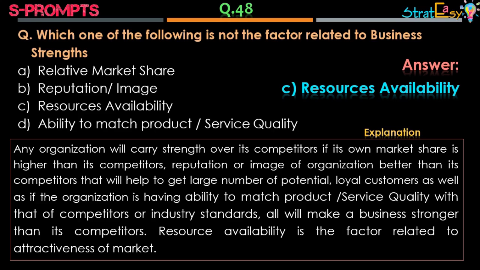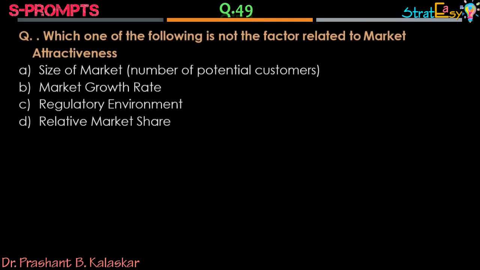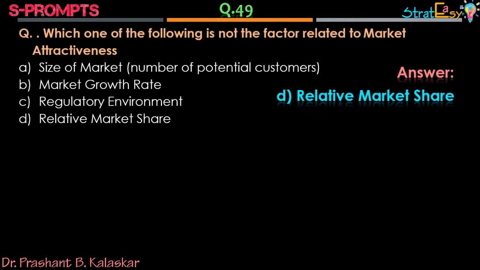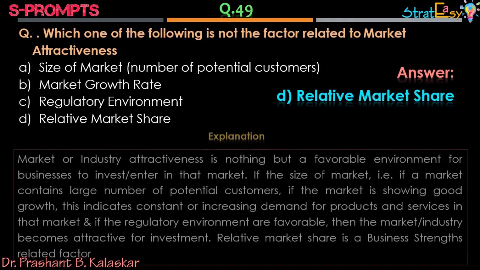Resource availability is a factor which is related to attractiveness of the market. Question number 49. Which one of the following is not a factor that is related to market attractiveness? The right answer is option D, relative market share.